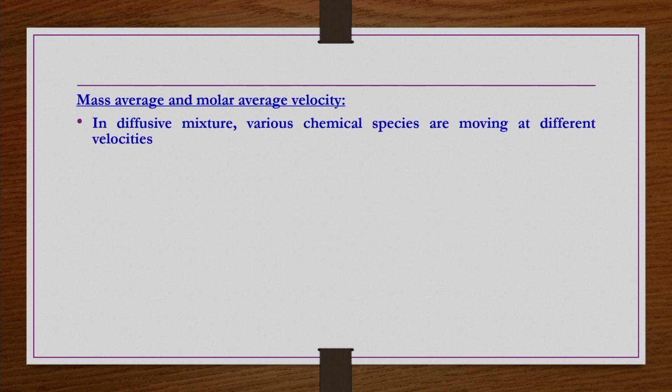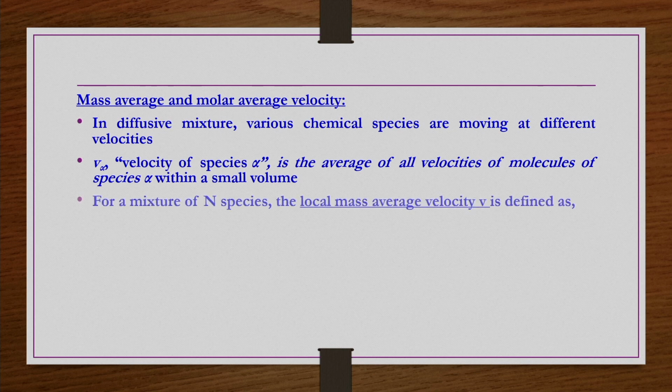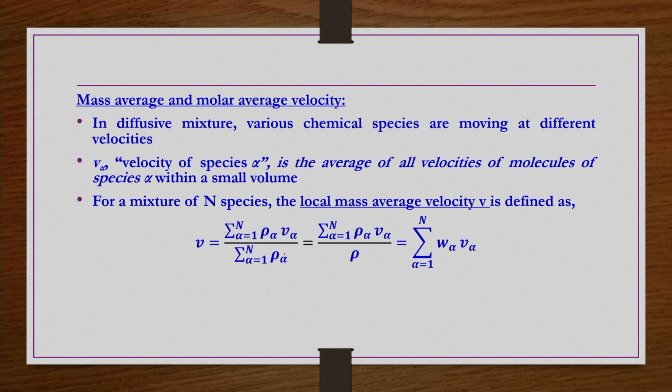In a diffusive mixture, various chemical species are moving at different velocities. V alpha is the velocity of species alpha, which is nothing but the average of all velocities of molecules of species alpha within a small volume, that we have seen. For a mixture of n species, the local mass average velocity V is nothing but sigma rho alpha V alpha by sigma rho alpha, and sigma rho alpha we have seen is rho, the density of the mixture.